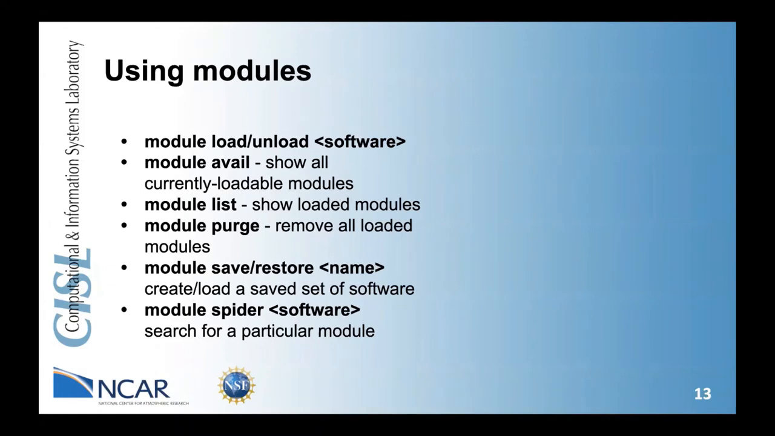But module avail just says, here's the stuff you are able to load if you want to. Module list will show you the things that you currently have loaded. Module purge is kind of like the reset button. It wipes everything out and you have nothing loaded. So that's kind of to restore yourself to a totally unmoduled state.